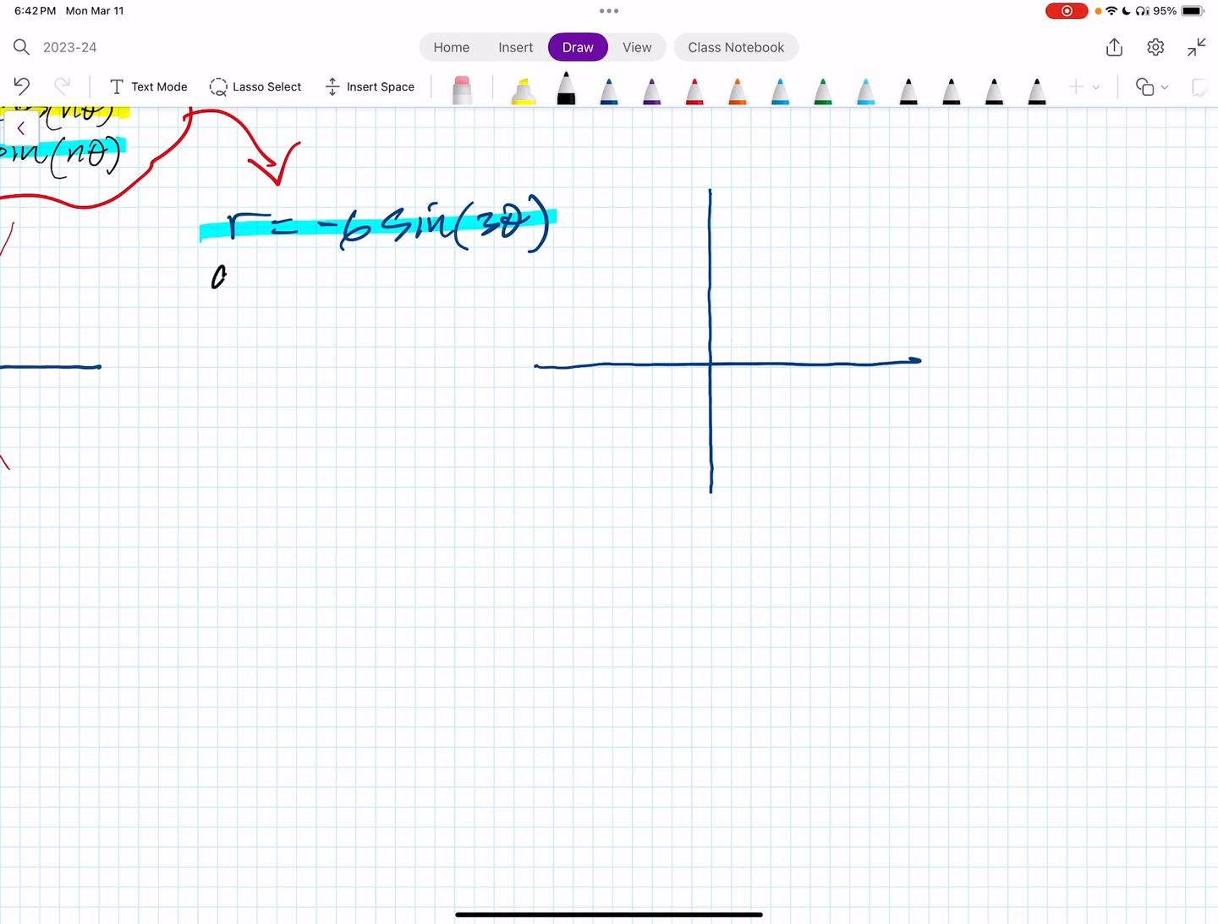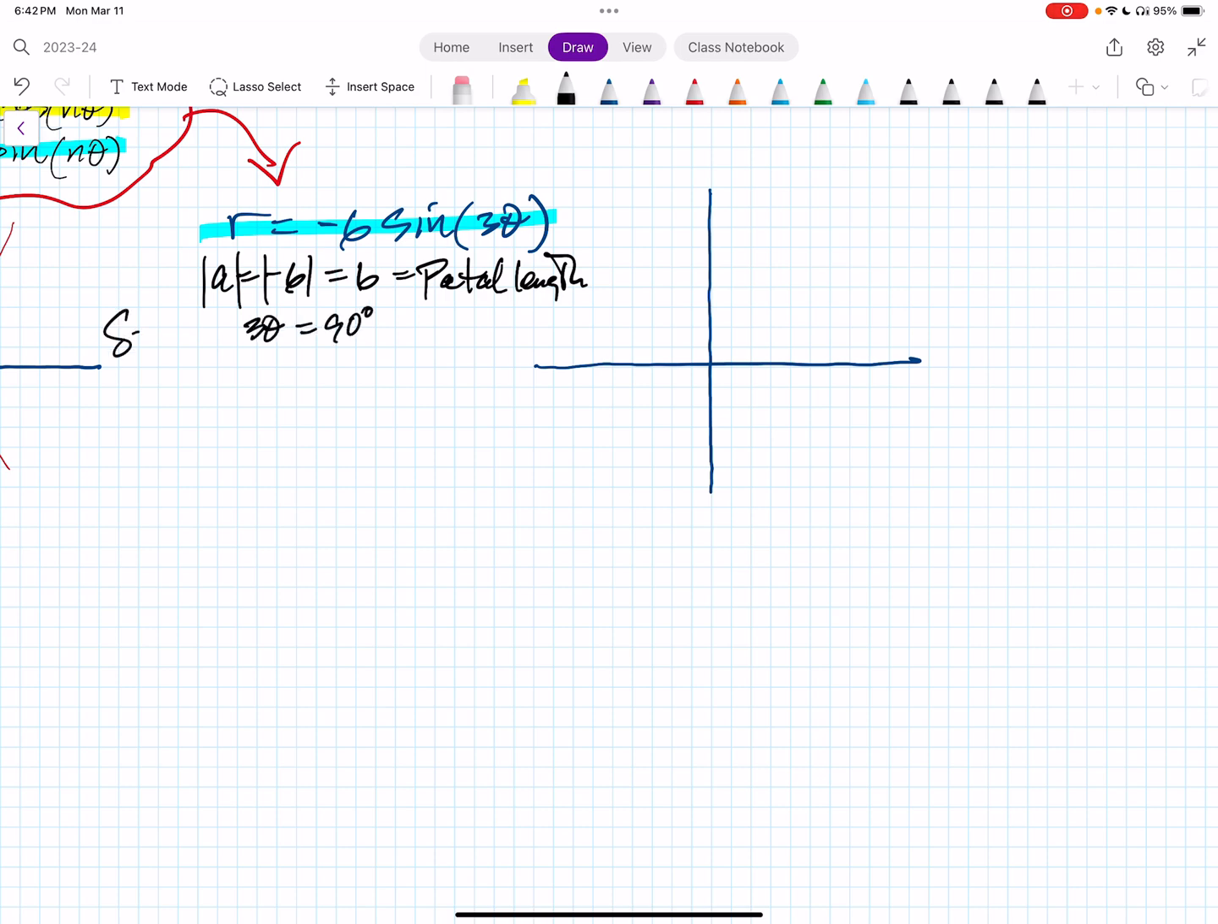So here a is negative 6. And if you take the absolute value of a, which means you take the absolute value of negative 6, you get 6, and there's your petal length. But you got to be careful where it starts. So let's dig a little deeper here. So we got 3 theta is equal to 90 degrees.